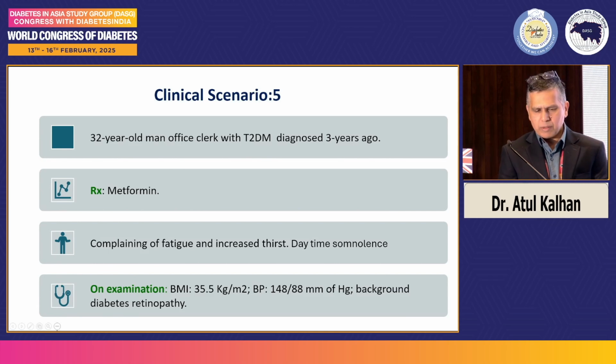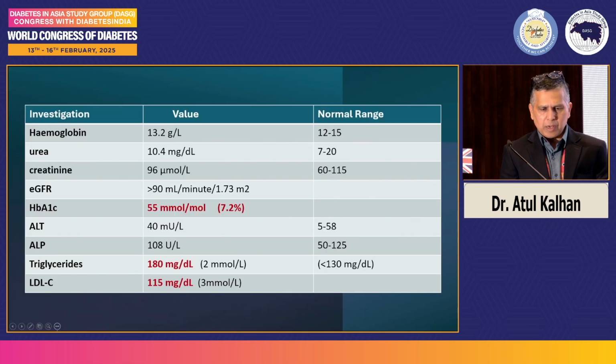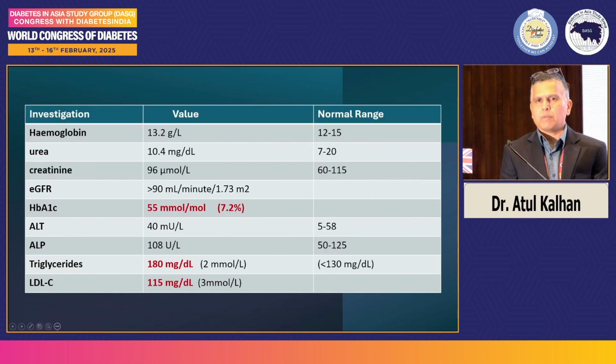On metformin, complaining of increased thirst and daytime somnolence, BMI 35.5, blood pressure 148 by 88 millimeter of mercury, and has background diabetic retinopathy. So if I ask you, and I'll show you these parameters, have this story in mind, because I'm going to ask you something on which you can reflect. HbA1c 55, which is 7.2%, trigs high, LDL cholesterol 3 millimole per liter.